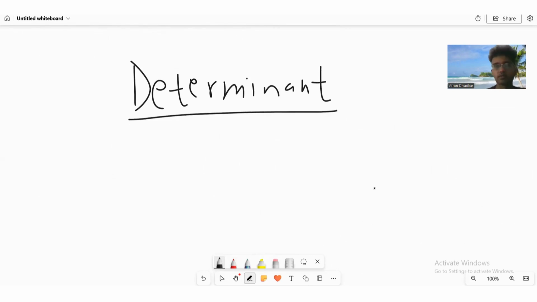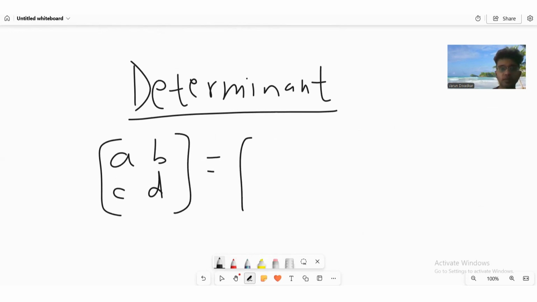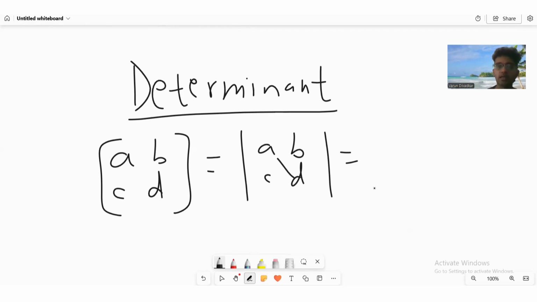So we have all learned this in school that if you have a matrix, say A, B, C, and D, this determinant is given by two horizontal bars, A, B, C, D, which basically equals AD minus BC, right? This is something which we have all memorized and mugged up from school and college.